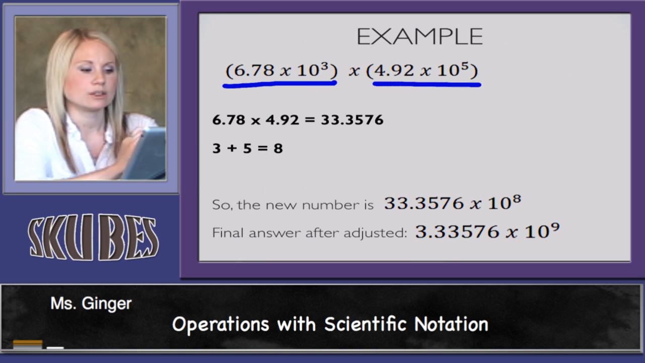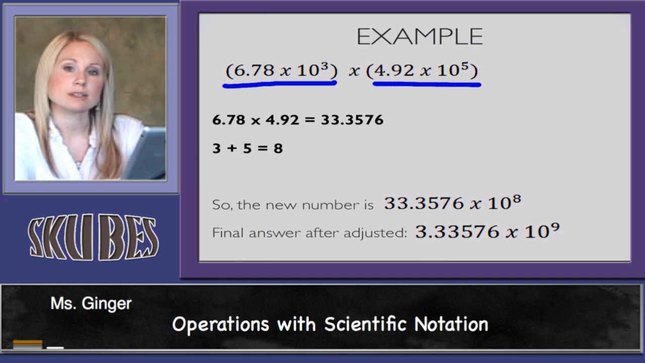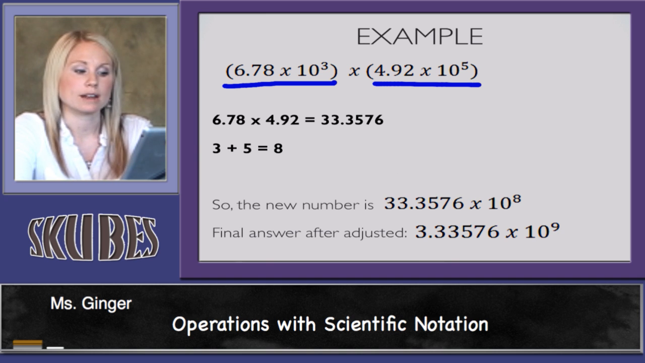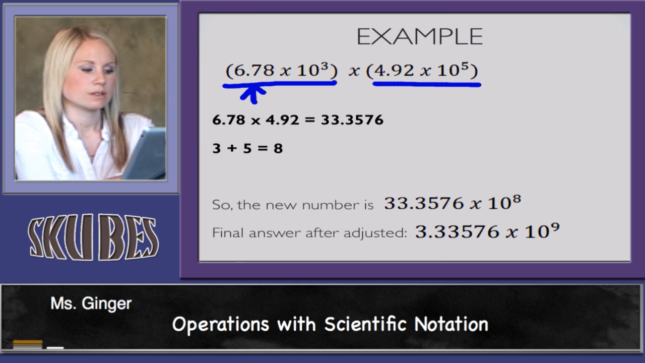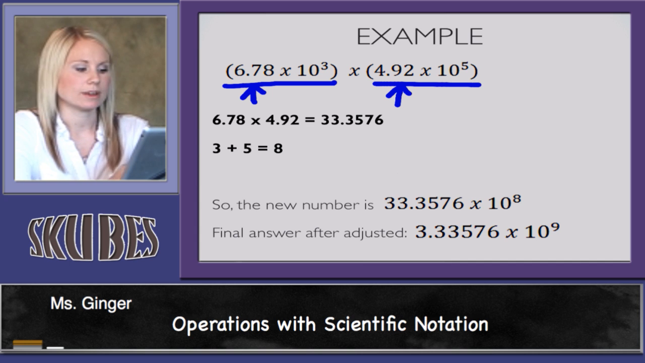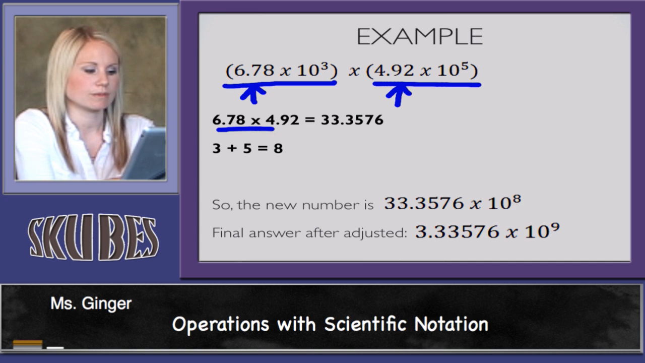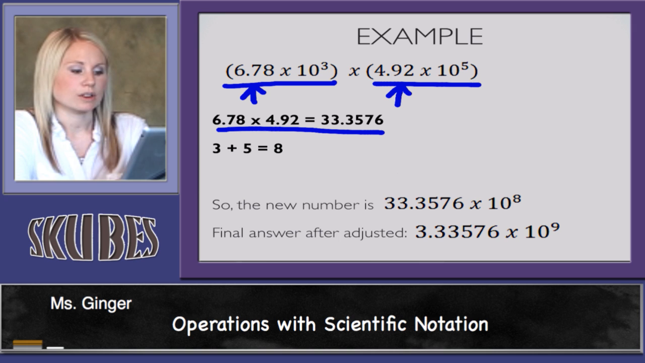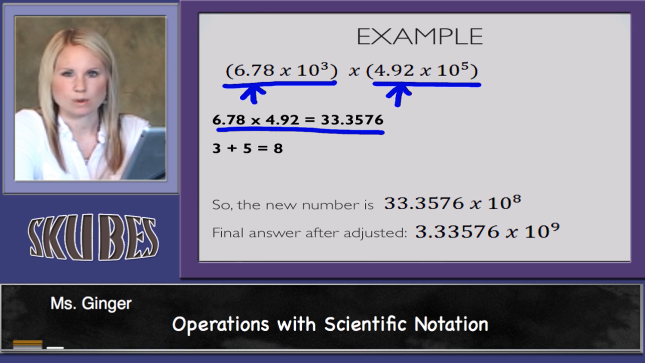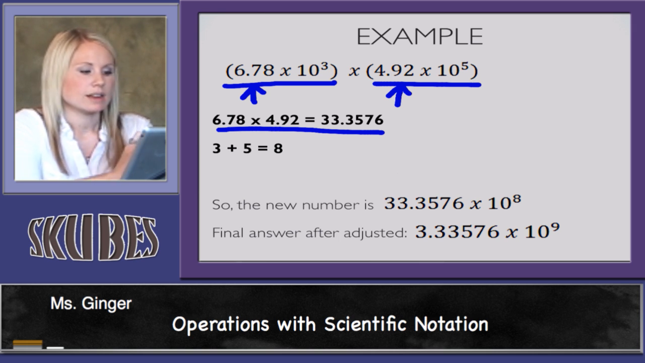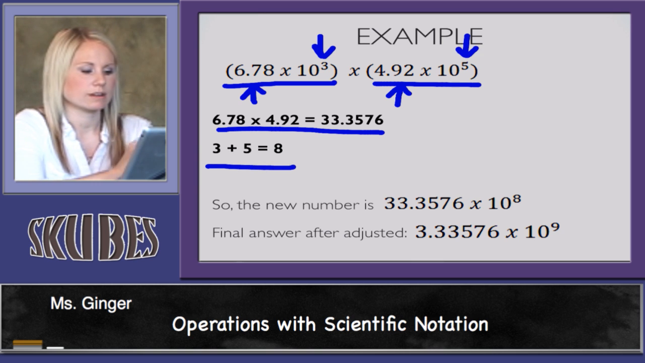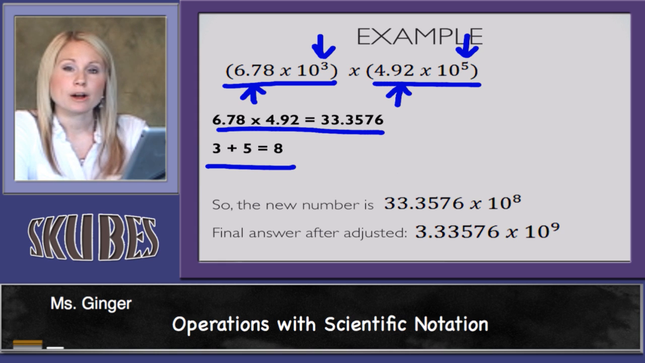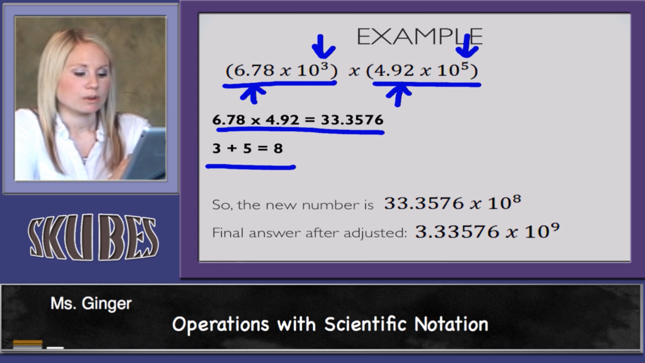Okay, so here we need to multiply 6.78 times 10 to the third by 4.92 times 10 to the fifth. So the method is going to be to take these first front numbers and multiply, and I've done that here. Alright, and we got 33.3576 and just round it off there at that digit. And then if we add our powers, 3 plus 5, we're going to get 8. So now we can form our number. 33.3576 times 10 to the 8th power.